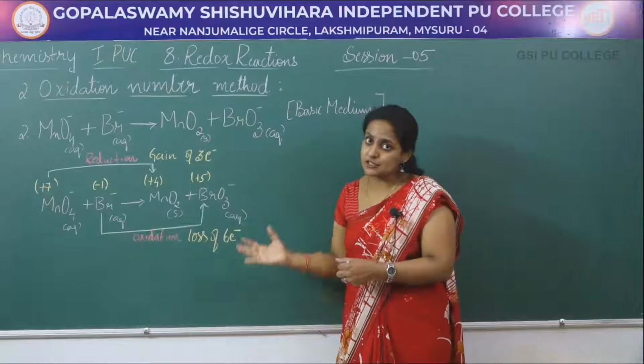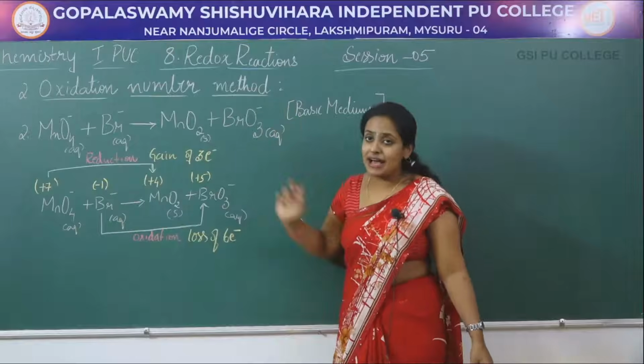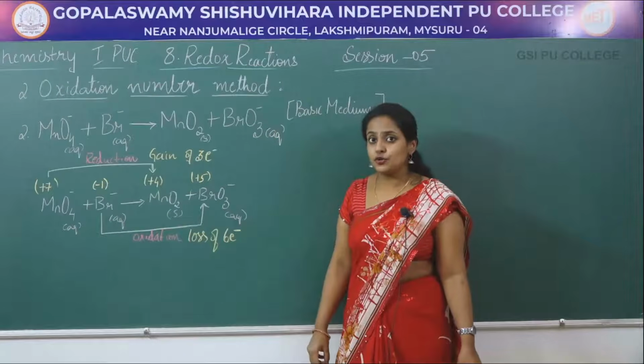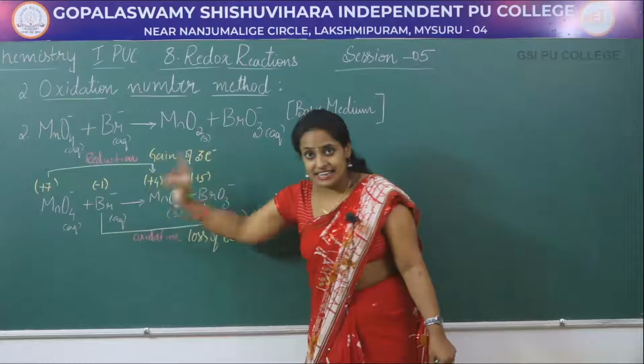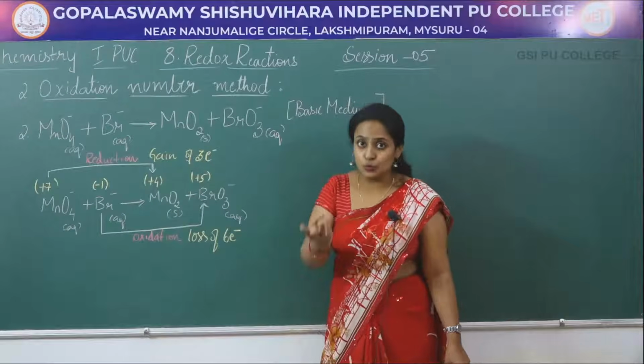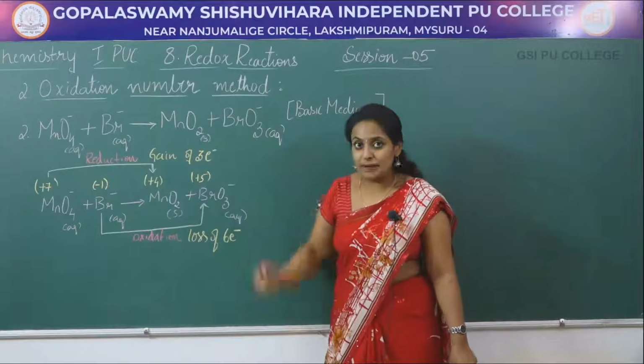Is the charge balanced here? No. In order to balance the charges, what should we do? We should multiply the manganese containing compounds by 2. Why should we multiply by 2?